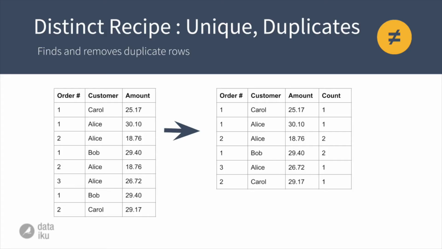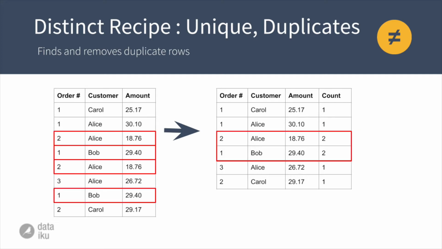In this session we'll discuss how to use the distinct recipe to remove duplicate rows. The primary use case for the distinct recipe is to identify and remove duplicate rows within a dataset. For example, we can process a transactions dataset so that duplicate transactions are removed, and can track which transactions had duplicates, and how many, in the original dataset.